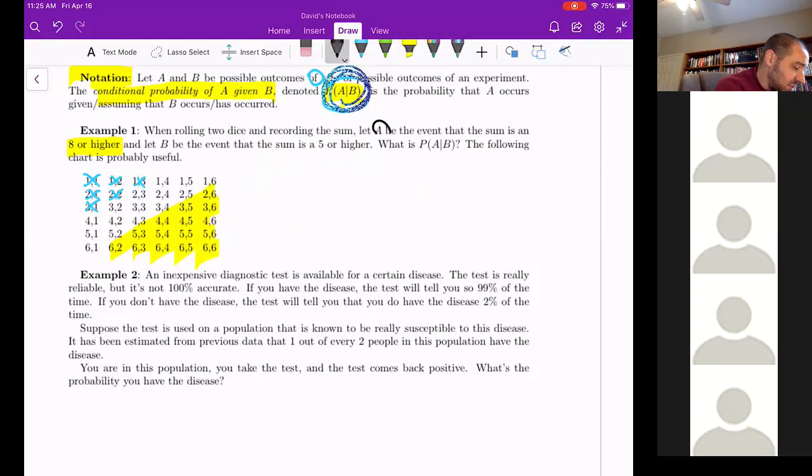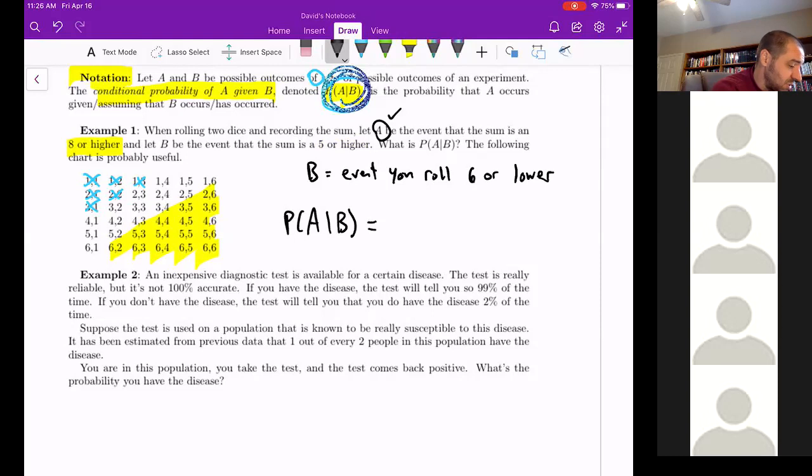Let's say that A is still the same, but now B is the event you roll 6 or lower. So instead of 5 or higher, 6 or lower. What's the probability of A assuming B, or given B? What's that probability now? 0. Yeah, you guys agree with that? I'm telling you, hey, you're going to roll a 6 or lower. I'm just telling you, that's a data point. Maybe these dice are loaded somehow, who knows? But assuming you roll a 6 or lower, you're not going to roll an 8 or higher. It's impossible.